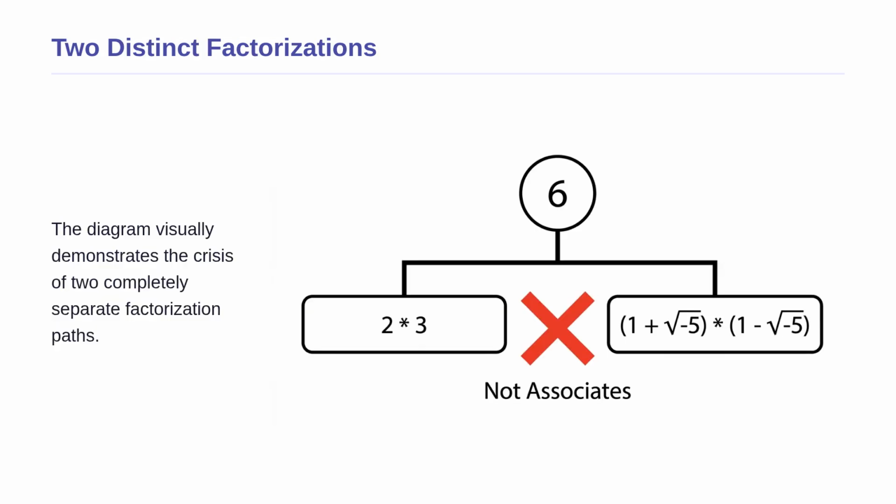To make sense of what we just calculated, let us look at this diagram. You are seeing a visual representation of the crisis we have encountered. At the top, we have our starting number, 6. From there, the diagram splits into two completely separate paths. On the left branch, we see a first factorization, 2 times 3. On the right branch, we see a complex factorization, 1 plus the square root of -5 times 1 minus the square root of -5. In the center, a large red cross clearly marks that these two sets of factors are not associates. This diagram perfectly illustrates the breakdown of uniqueness.